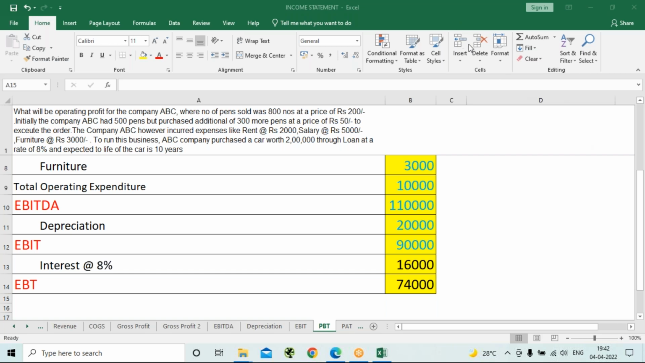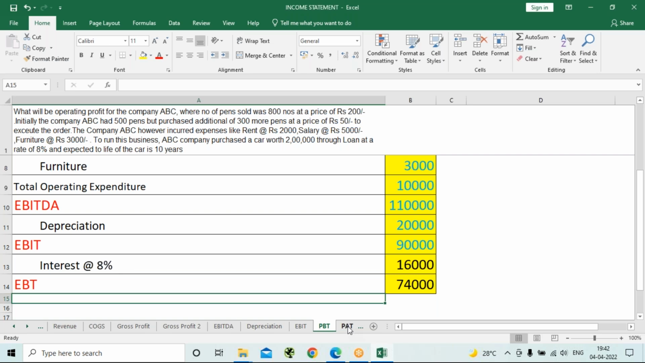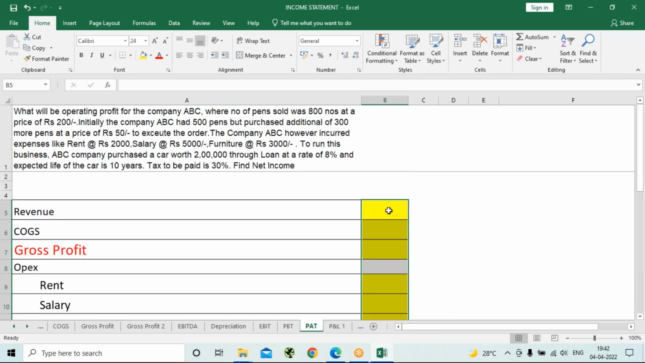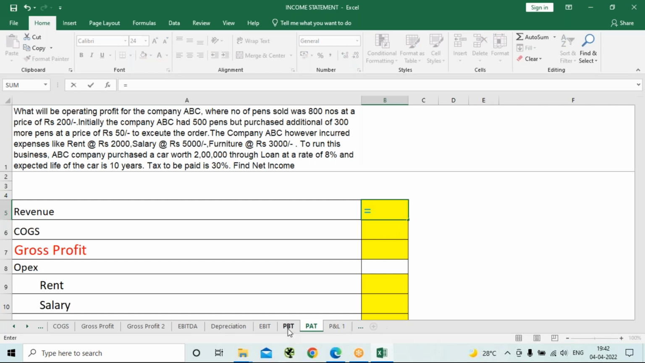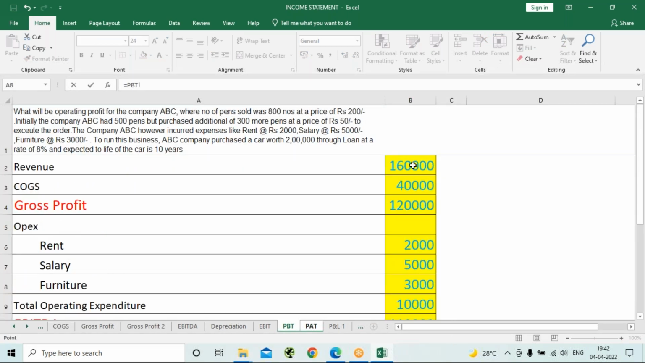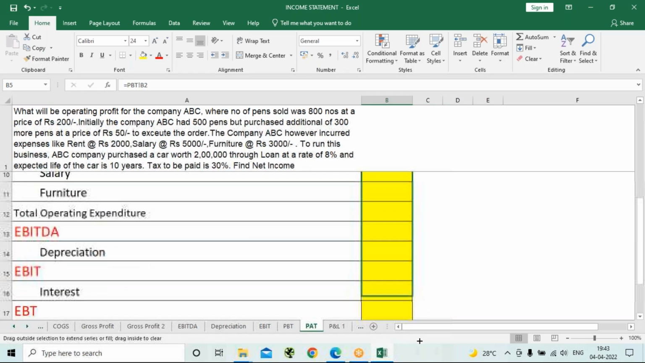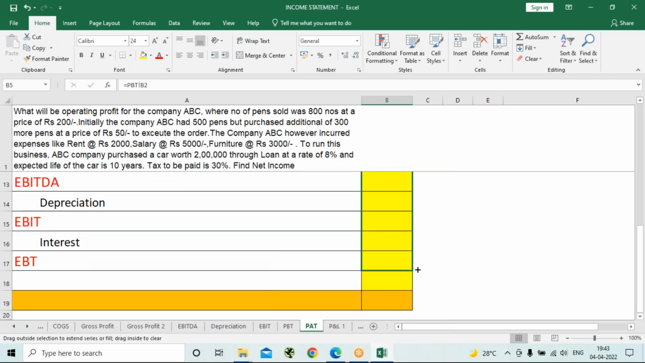Yeah. I hope everyone has understood till here. The next part is calculation of PAT. Again I'll connect it from till the EBT value.